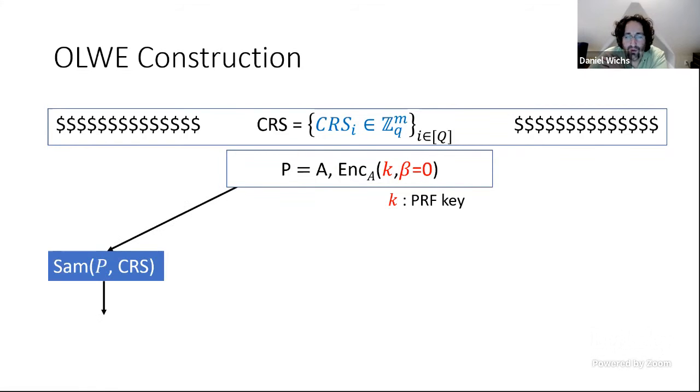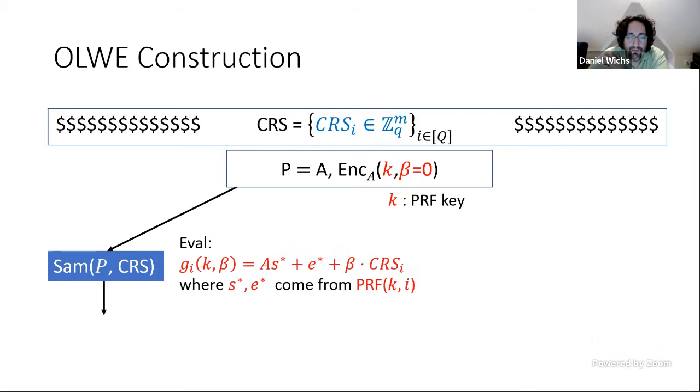And then to create these LWE samples, we're just going to homomorphically evaluate the following function. It's a slight adaptation of the function you saw on the previous slide. Just like before, we're going to generate a pseudorandom LWE sample, A S star plus E star, using the output of the PRF. But we're also going to add in beta. Beta is this encrypted bit, which is set to 0 in real life. We're going to include beta times the ith component of the CRS.